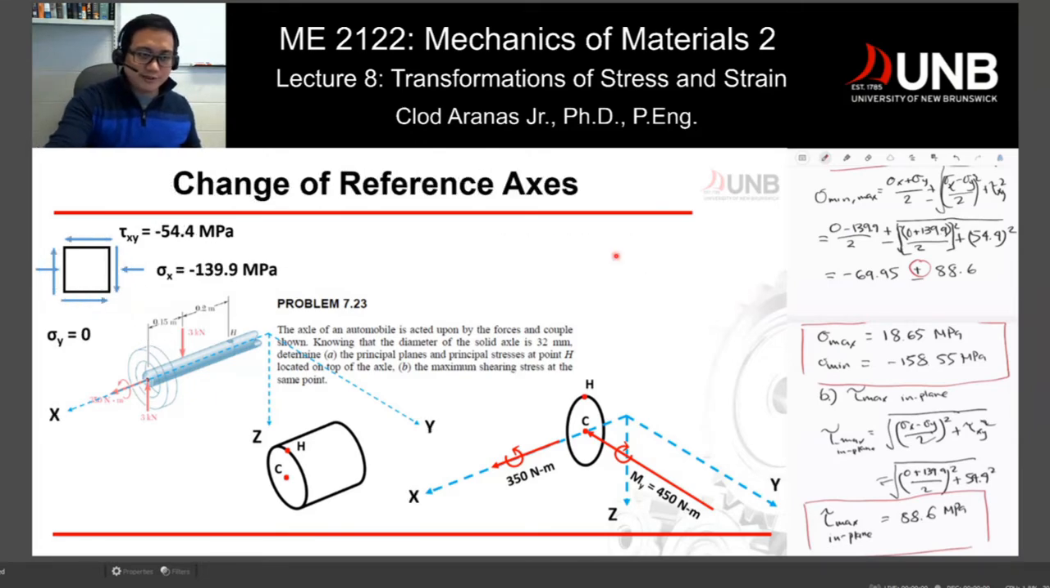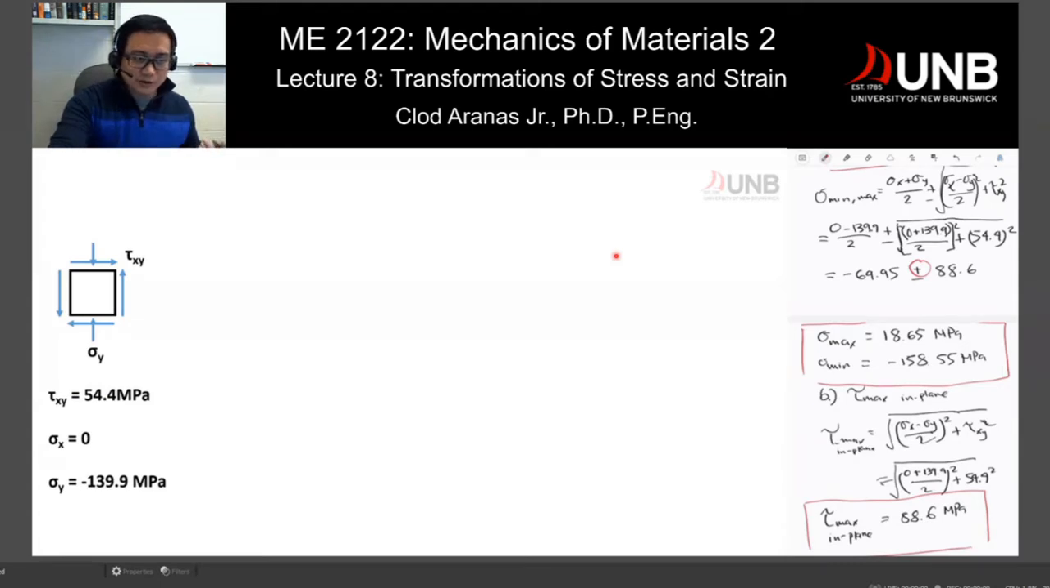I'll go back to this slide right here. So if we're going to solve this by Mohr circle, we know that our tau xy is positive 54.4. We have 0 stress along x. We have negative along y. It's compression with this number. Now, how can we do it in Mohr circle?